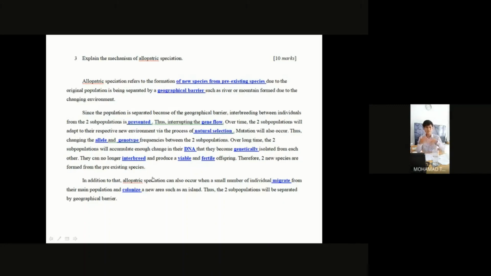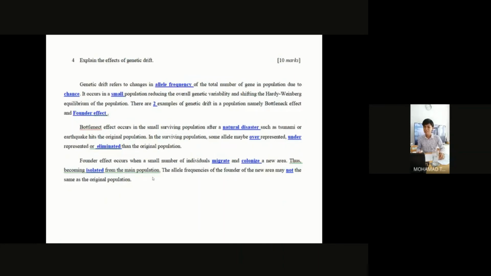Alright, so hopefully it helps a little bit with your understanding of this chapter. So let's have a look at the last question. Explain the effects of genetic drift. Genetic drift refers to the changes in allele frequency of the total number of genes in a population due to chance. Kalau due to chance, dia tak sama macam natural selection lah. Due to chance ni adalah secara tiba-tiba, dia tak ada basis, macam tiba-tiba lah.